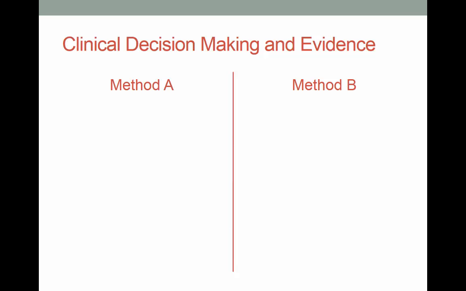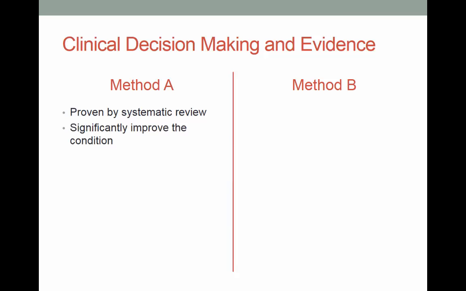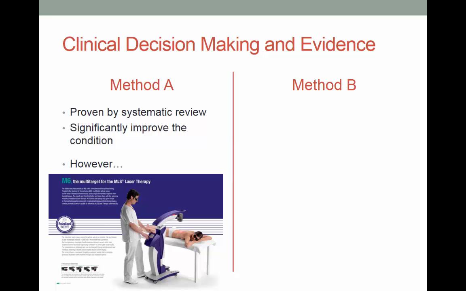So again, applying what we've just discussed, how do we use clinical decision-making and the evidence that's out there? We have two methods, Method A and Method B. Method A is proven by a systematic review. It has demonstrated statistically significant improvement of the condition. However, it's extremely expensive. It's a large piece of machinery that a clinic or facility may or may not have.